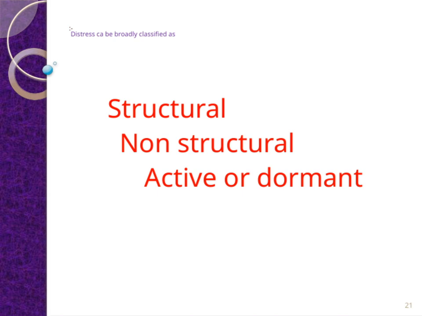Another important distinction is whether the distress is active or dormant. An active distress is one that's currently progressing or worsening, indicating that immediate attention might be needed. Dormant distress, however, is stable at the moment but could become active under certain conditions. Understanding these classifications helps us better diagnose and prioritize repairs, ensuring safety and longevity in our structures. It's all about recognizing the nature of the problem so we can address it properly within the broader context of structural health management.